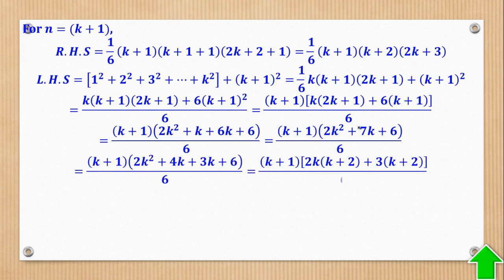So you look for factors whose sum is 7 and product is 12. Of course, that will be 4 and 3. That is why you see where there is 7k, I've put there 4 plus 3.